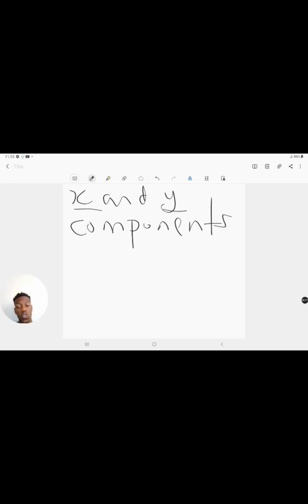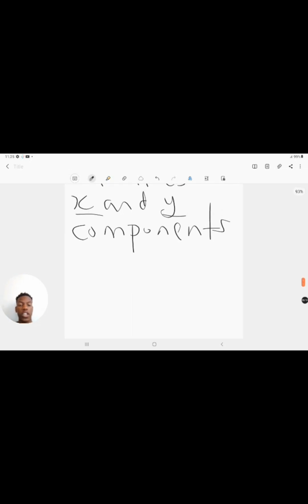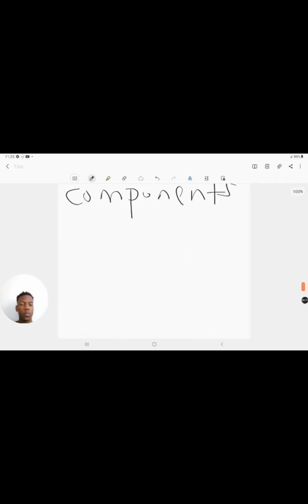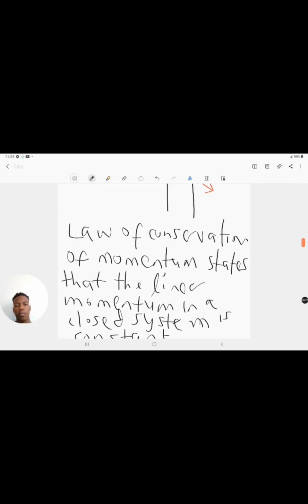It can be split into components, and if it can be split into components, it means that you can look at your velocities in different directions. You can look at your velocities in the x direction, you can look at it in the y direction, and you can look at it at different angles as well. Okay, so let's go back to the car example up there.